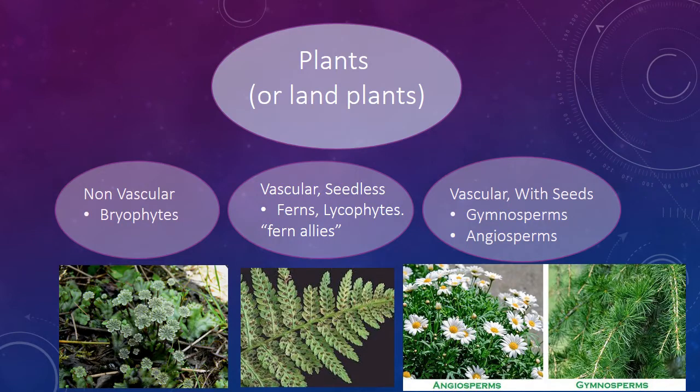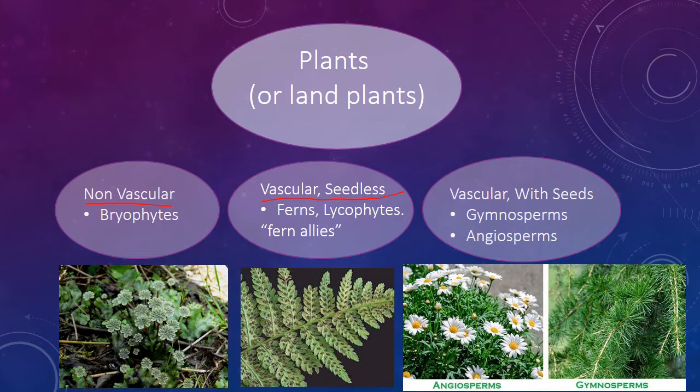So here's a better representation of that. When we say plants, we're referring to land plants. And like I said, there are aquatic plants as well. We're not really going to get into that really. So whenever I say plants, I am referring to land plants. Our first category is our non-vascular, and those contain the bryophytes. Then we have plants that have vascular tissue but don't produce seeds, they produce spores.